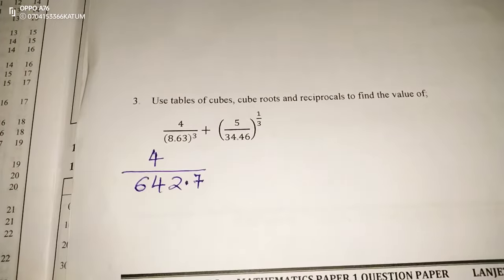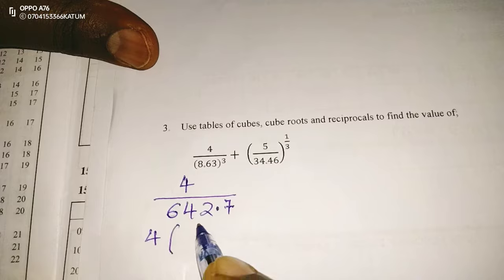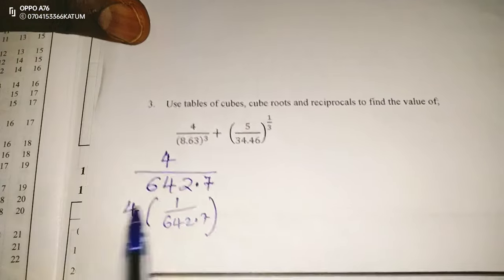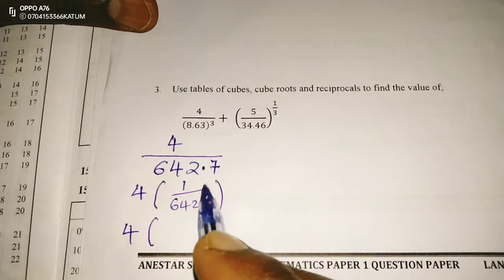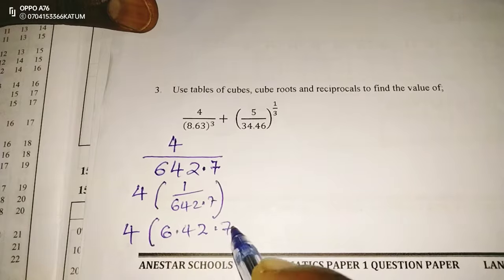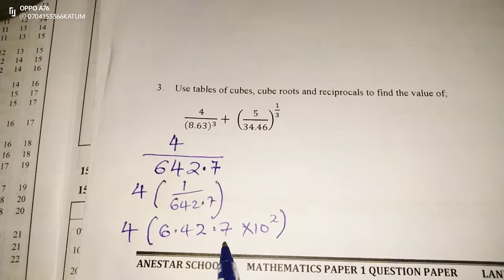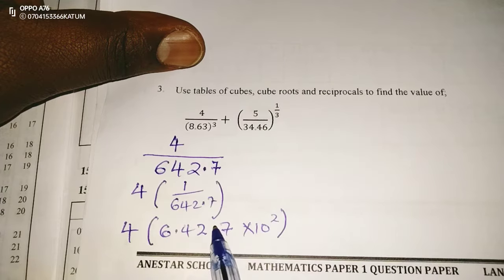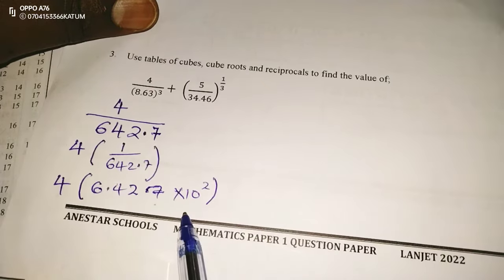Now after cubing, we get to the reciprocal table, whereby when we have 4 factored out, what remains here is the reciprocal of 642.7. So to solve the reciprocal part now, we remain with our 4 here. We write this one in standard form, which will be 6.427 times 10 power 2. Then now we read each reciprocal from the maths table.